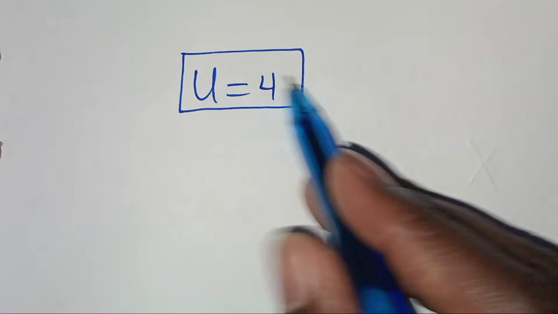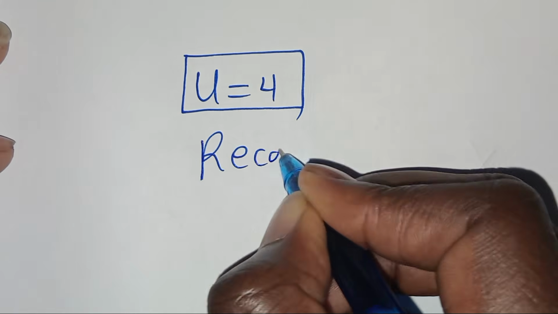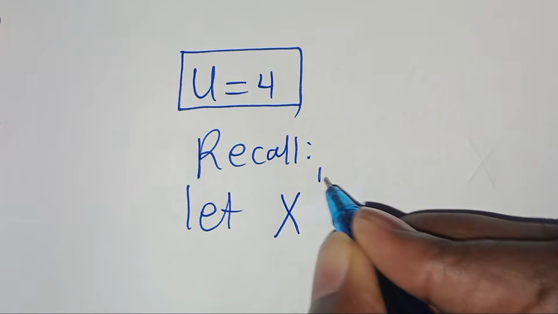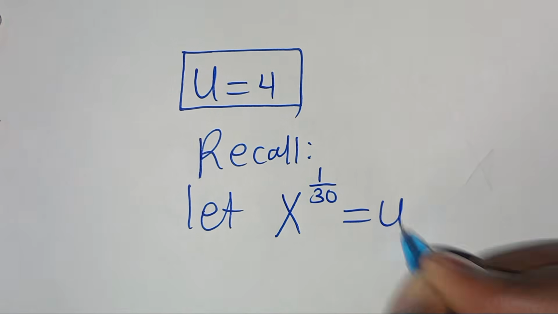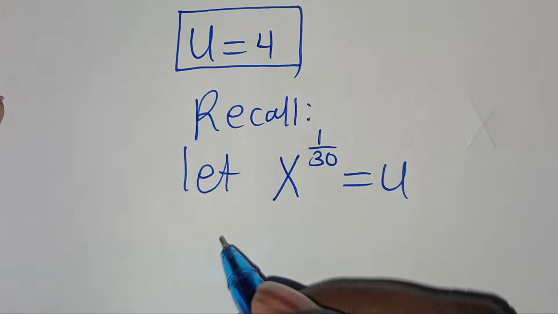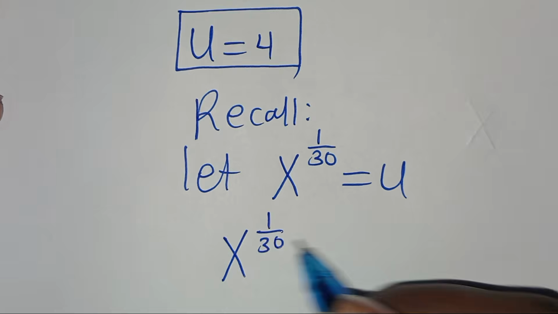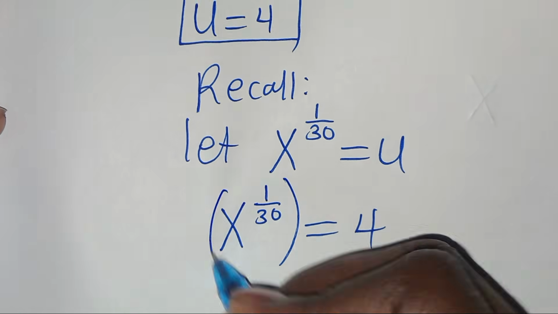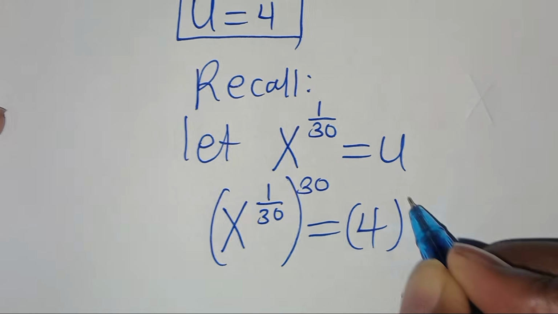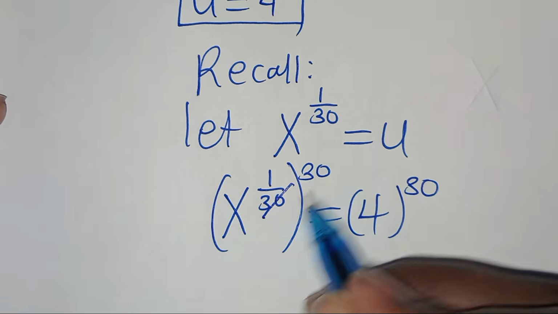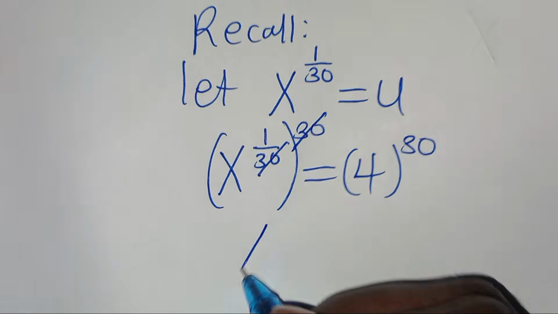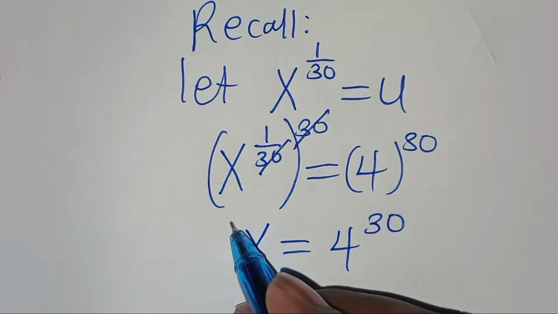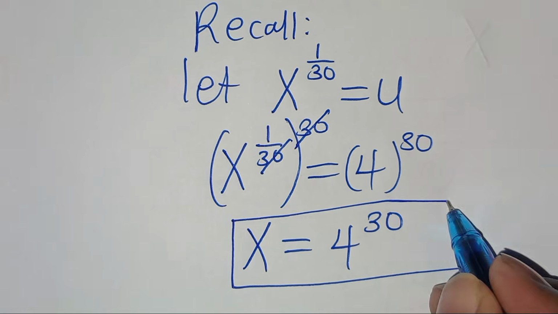Now we have that u is equal to 4, and if you recall, we let x to the power of 1 over 30 be equal to u. Let's substitute u, which is 4. So we have x to the power of 1 over 30 equal to 4. Now, let's raise to the power of 30 on both sides, so that the 30 and the 1 over 30 simplify. And this means that x is equal to 4 raised to the power of 30.